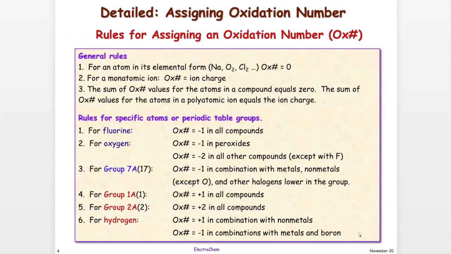So here are the rules in terms of assigning oxidation numbers. Based on these rules, you can figure out the oxidation state of any element that is combined with these elements right here. So make sure you review these, because they're important in determining oxidation state. Oxidation state is simply the charge of that particular element or polyatomic ion, okay?